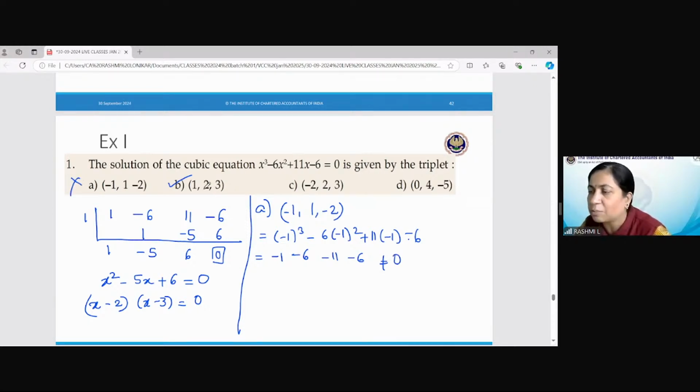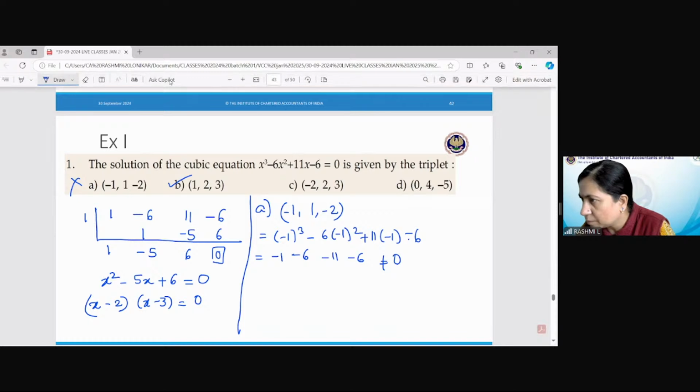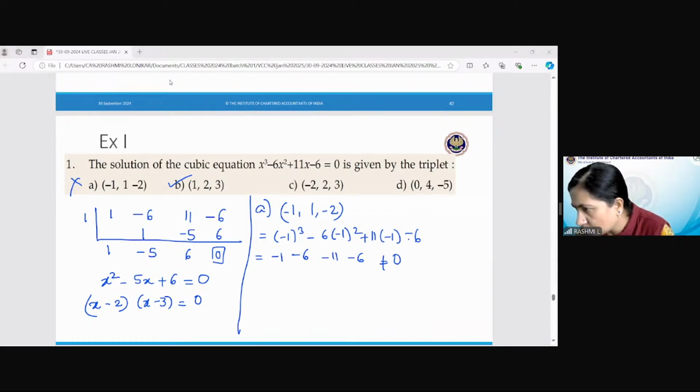Then I can try with B, C and D. So whichever method you are comfortable with, use that method. Okay. So you will not have any issues. Yes, Kaushal. Yes, very good. 1, 2, 3 is the factor.